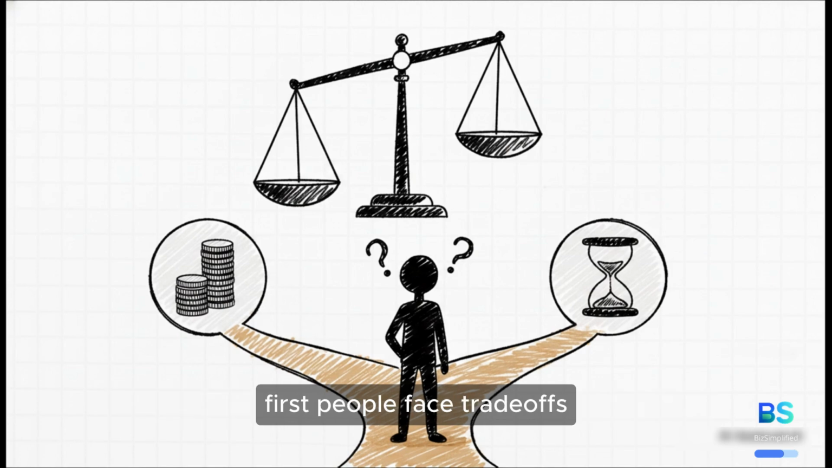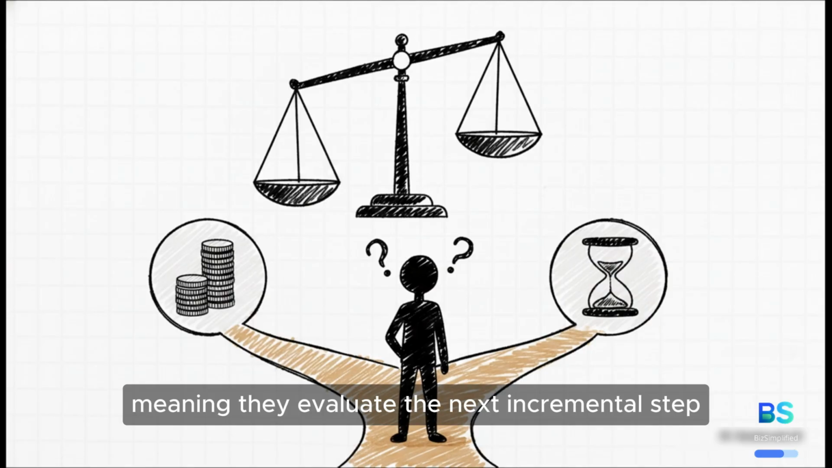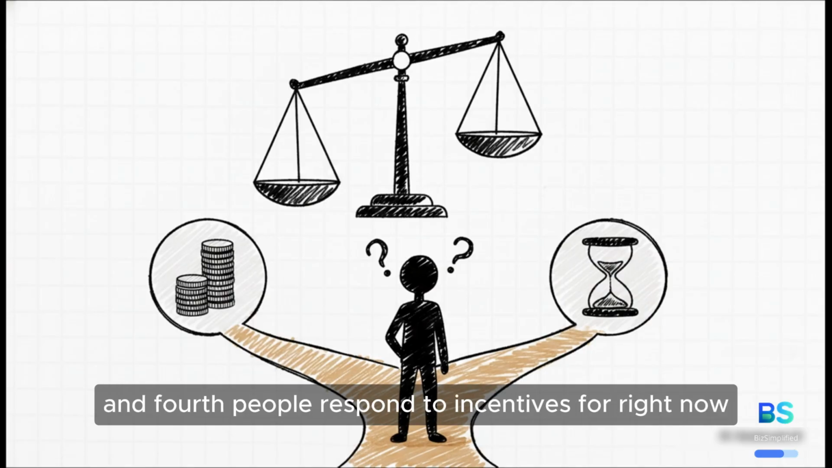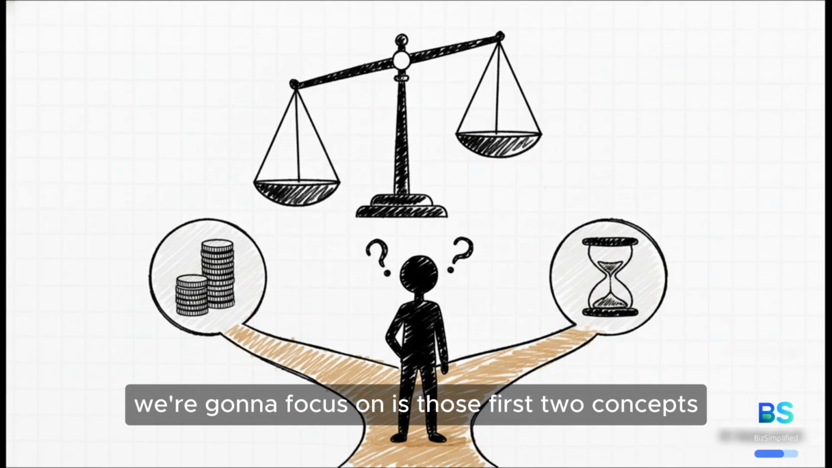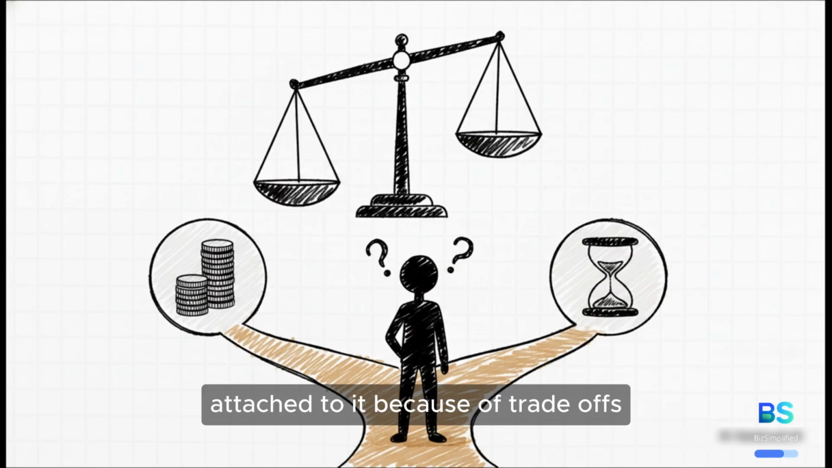First, people face trade-offs. Second, the true cost of something is what you give up to get it. Third, rational people think at the margin, meaning they evaluate the next incremental step. And fourth, people respond to incentives. For right now, the crucial point we're going to focus on is those first two concepts, the idea that every single choice has an inherent cost attached to it because of trade-offs.